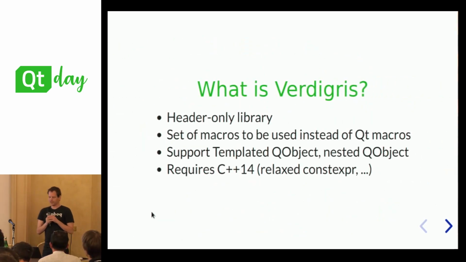So then what is Verdigris? It's actually working. We'll see how this works. It's a header-only library, so just 2 headers. You can put those 2 headers in your repository, or use a Git submodule or anything.